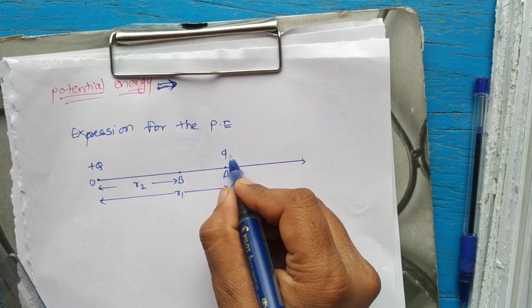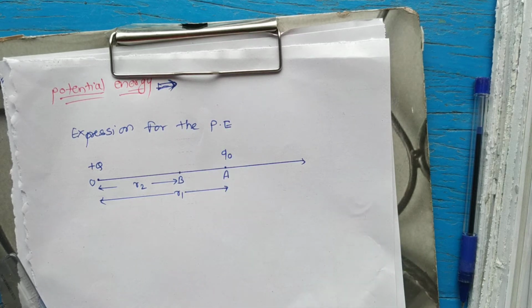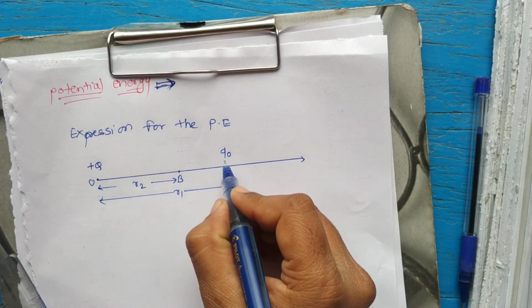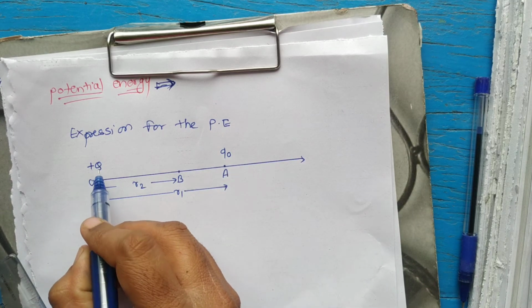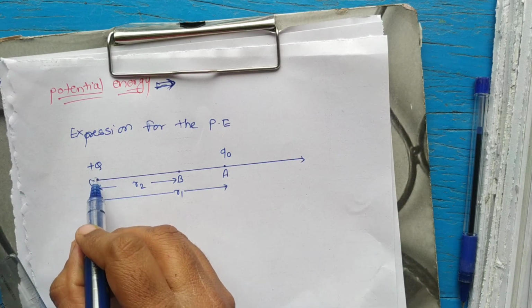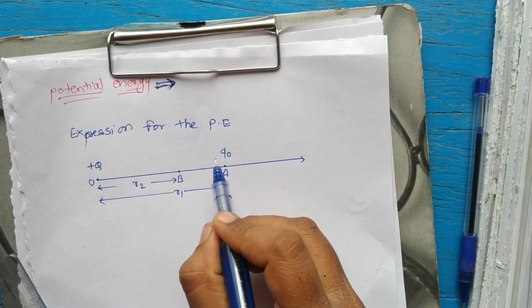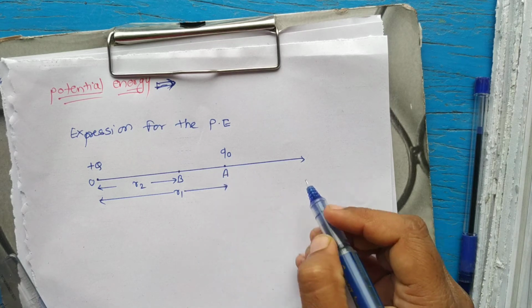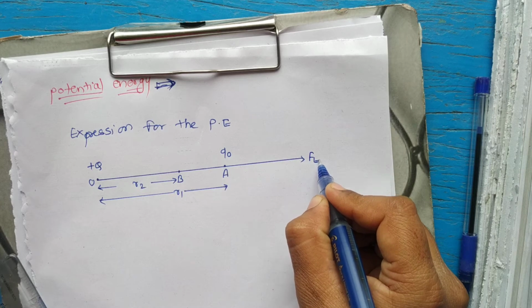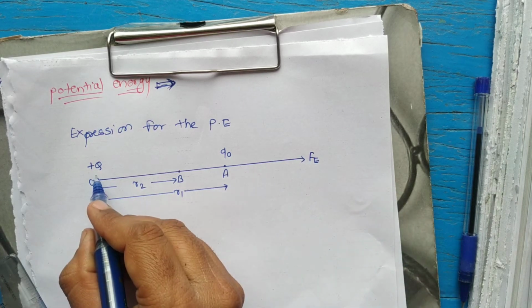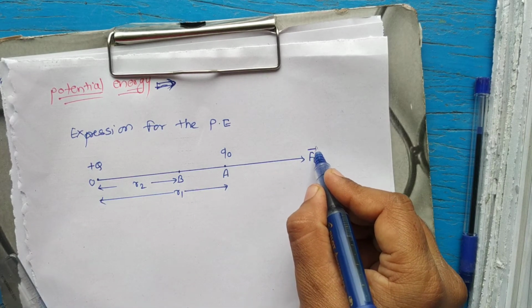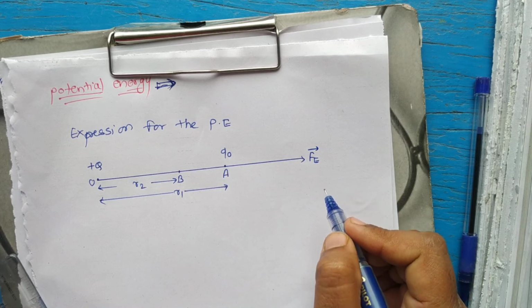Suppose Q naught charge, that is a unit positive charge, is placed here. This is the positive charge and plus Q is also positive charge. Then this plus Q charge will repel this Q naught charge in this direction. That means the direction of the force exerted by the Q charge on the Q naught is in this direction.